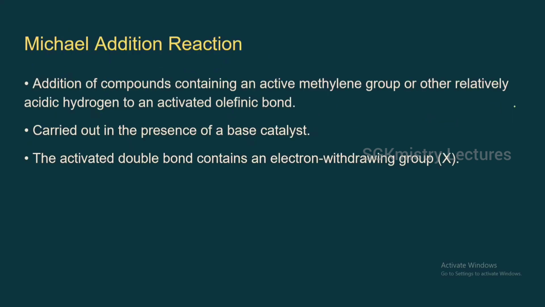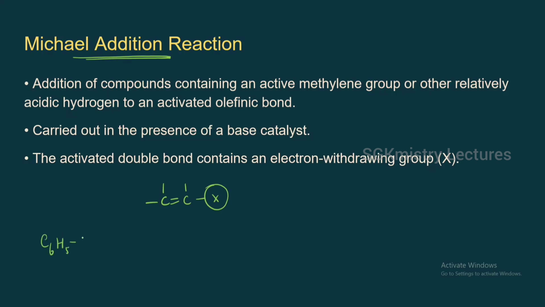Next, coming on to the Michael addition reaction. The addition of compounds containing an active methylene group, or relatively acidic hydrogen, in the presence of a base catalyst to an activated olefinic bond of the type C double bond C, here X, where X is an electron withdrawing group, is called the Michael addition reaction. So let us look into an example.